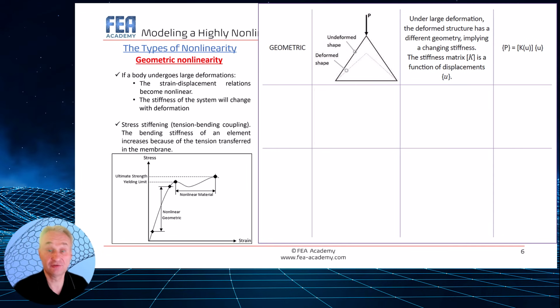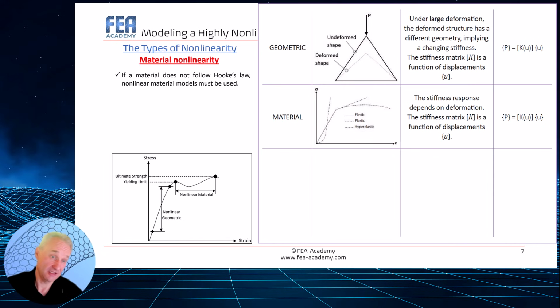Another form of nonlinearity in the geometric field relates to stress stiffening, named also tension bending coupling. The bending stiffness of an element increases because of the tension transferred in the membrane. For example, to illustrate this effect, consider a plate subjected to pressure. An increase in the out-of-plane deflection of the plate increases the membrane stresses, which significantly affect the bending stiffness of the plate. This effect can only be captured using a nonlinear analysis.